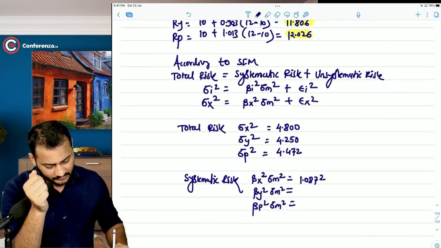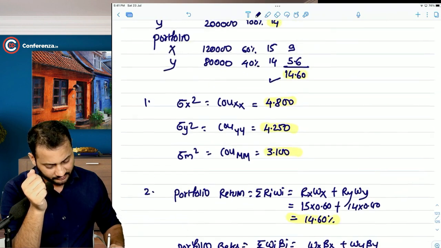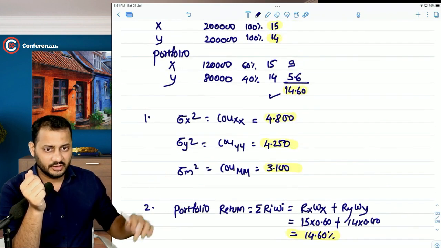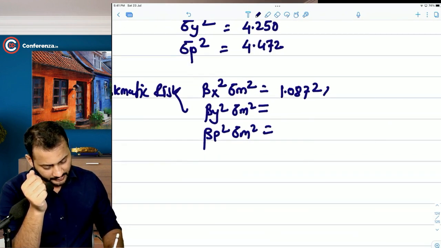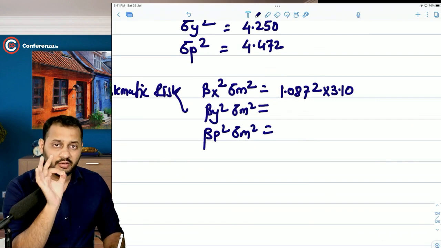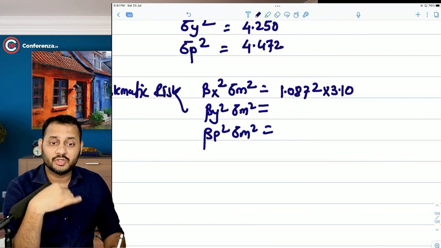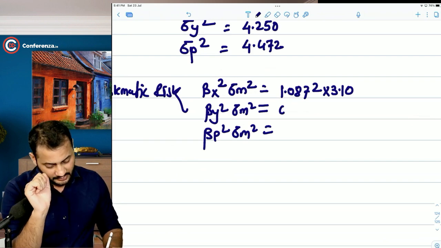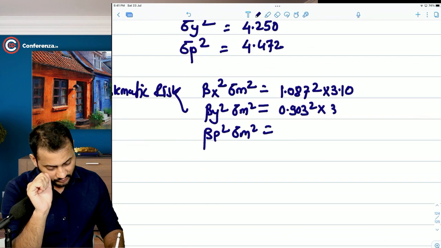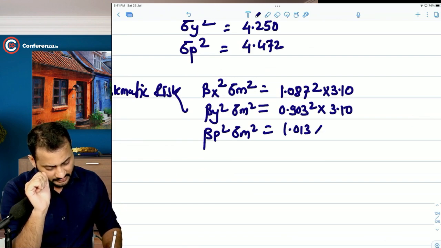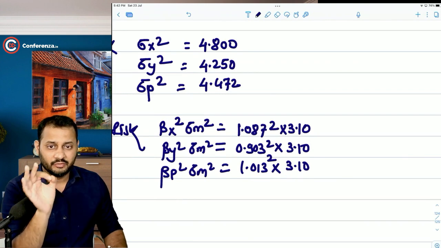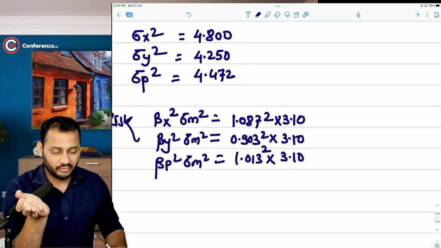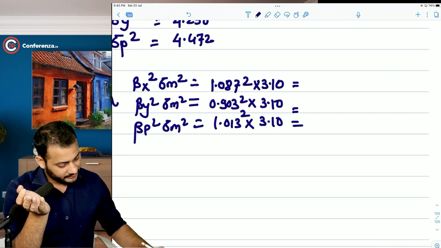square, and the market's variance, standard deviation of m square, 3.1 into 3.1. Do not do the square of 3.1, it is already in square format. Then 0.903 square into 3.1, 1.013 square into 3.1. Am I right? So this is where you have to be very careful that which figure is already in the square format. Let's find out the systematic risk.